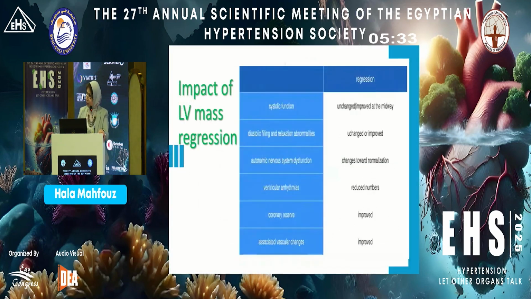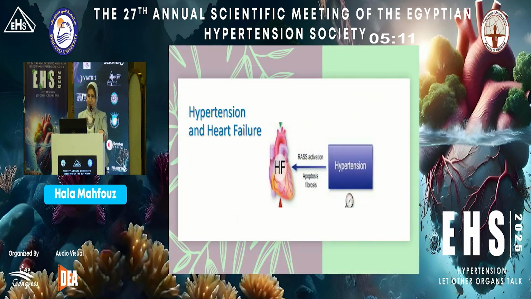Also, the use of antihypertensive therapy and the proper control of the blood pressure is associated with improvement in the vascular profile, improved coronary reserve, reduced attacks of ventricular arrhythmias, improved autonomic nervous system function, and also improved diastolic filling and systolic function. This is fortunate.